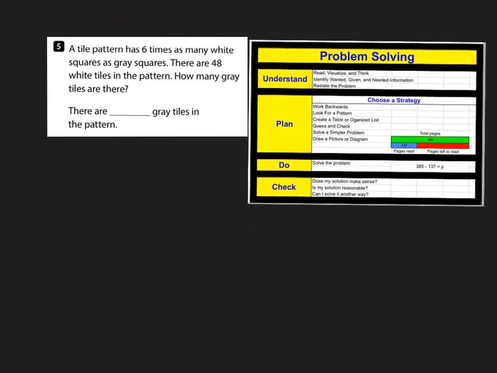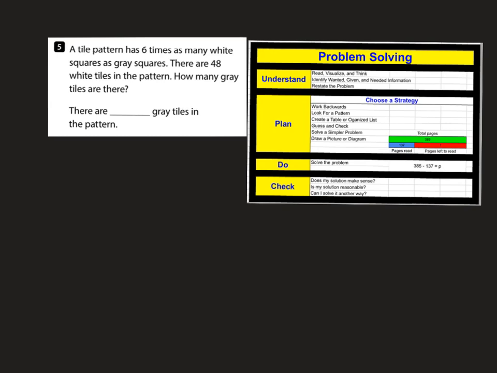All right, number 5. A tile pattern has 6 times as many white squares as gray squares. So 6 times as many whites, 6 times more white than gray squares. There are 48 white tiles in the pattern. How many gray tiles are there? I'll restate the question there.